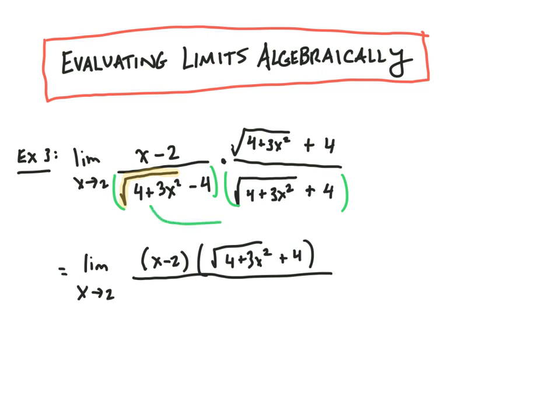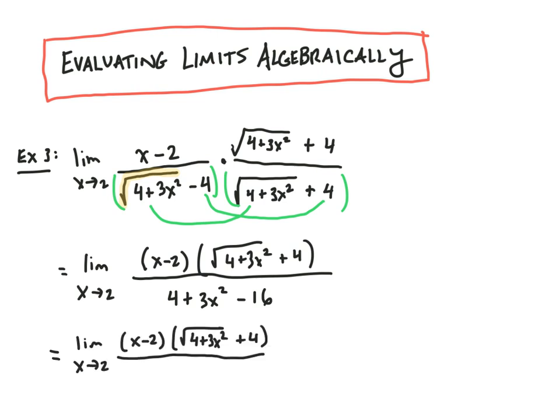And you'll see why it's helpful. When I multiply the first 2 terms, the square root goes away, and the second 2 terms are easy to multiply. The outer and inner terms cancel by design. So I'm left with 4 plus 3x squared minus 16. I have to simplify further. And when I do, I'll just leave my numerator alone. And the denominator becomes 3x squared minus 12. I'm getting somewhere, but I'm not there yet.